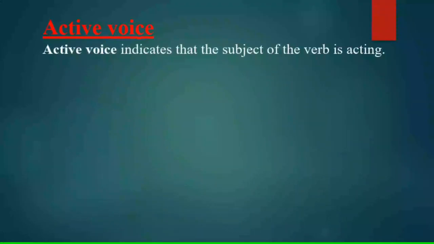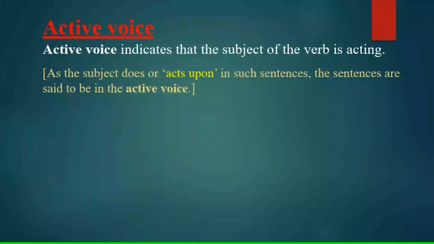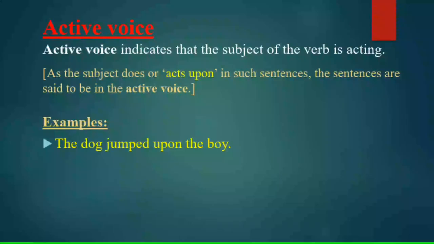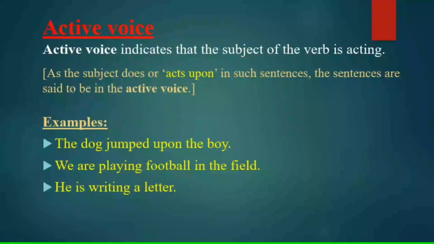So active voice indicates that the subject of the verb is acting. As the subject does or acts upon, in such sentences, the sentences are said to be in the active voice. For example, the dog jumped upon the boy. We are playing football in the field and he is writing a letter. If we look, we'll see in all the three sentences, the subject is actually doing the task of the verb.